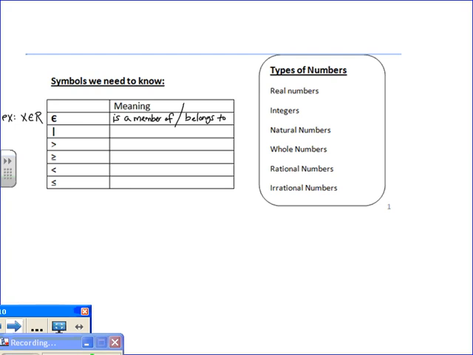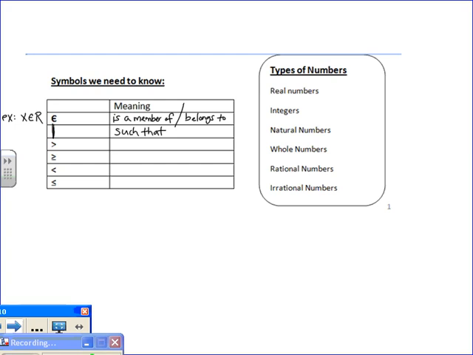The other thing we're going to use is a long vertical line, and this means such that. I'll show you how we use these in a moment. The other symbols we have to use are the less than or greater than symbols, and you might remember these from a long time ago in math.